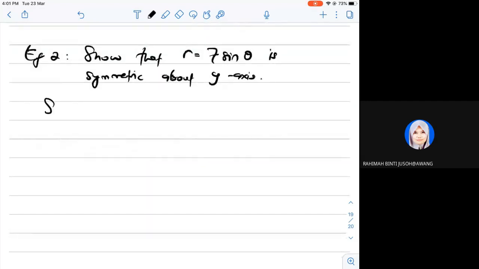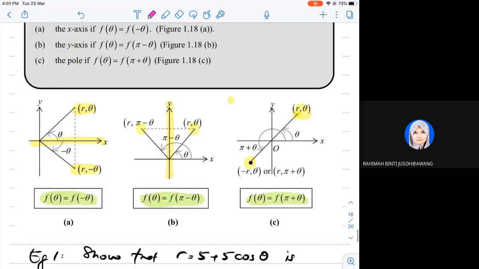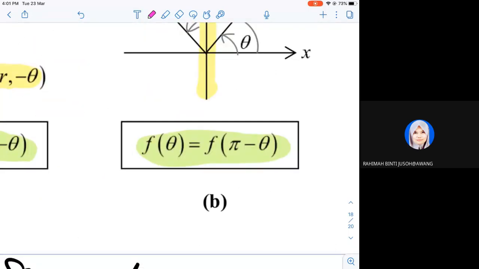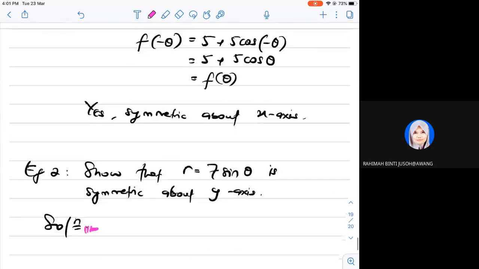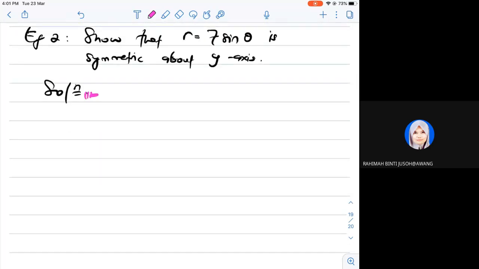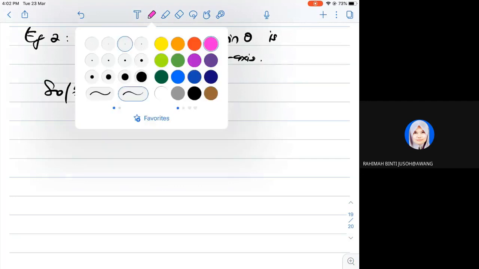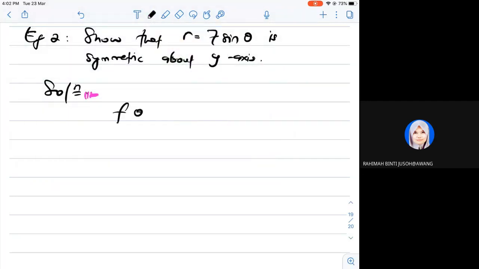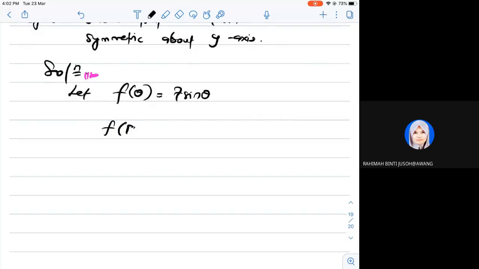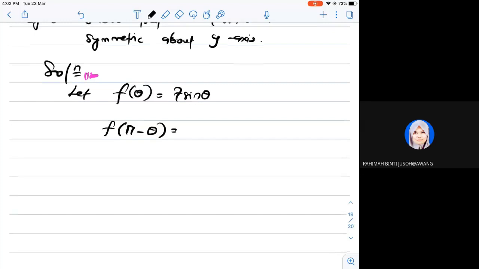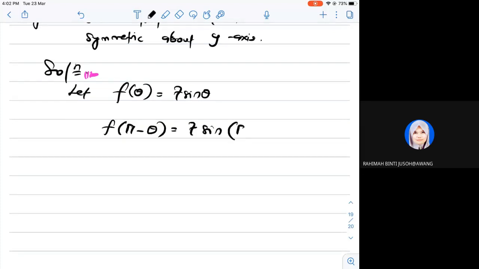Okay. Solution. Ni panjang sikit step dia. Sebab you kena show f theta sama dengan f pi tolak theta. Yang ni you kena guna trigonometry formula. First step sama juga. Let f theta sama dengan 7 sin theta. So, you cari f pi minus theta. Ni untuk symmetric about y-axis formula dia. F pi minus theta adalah 7 sin pi minus theta.